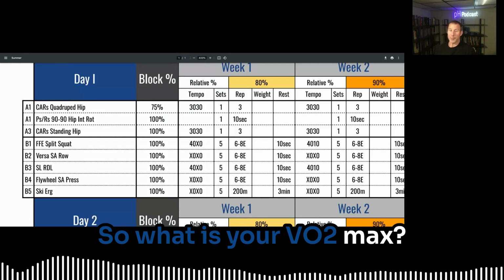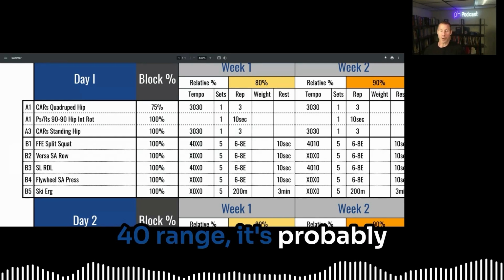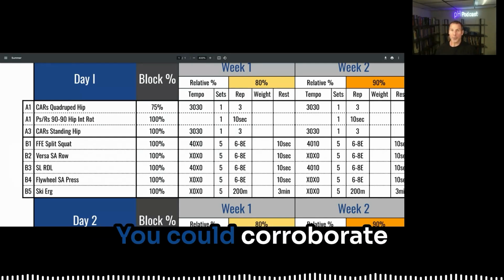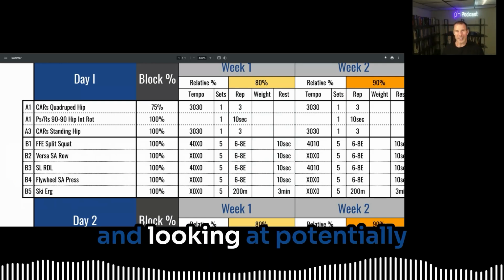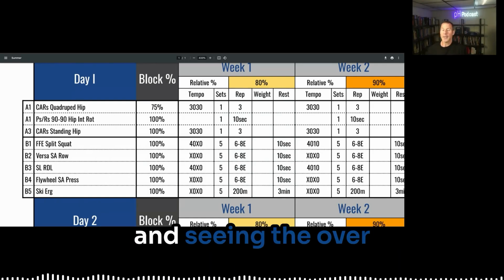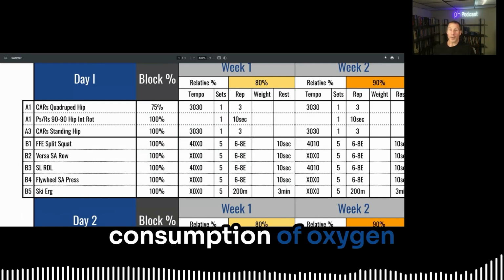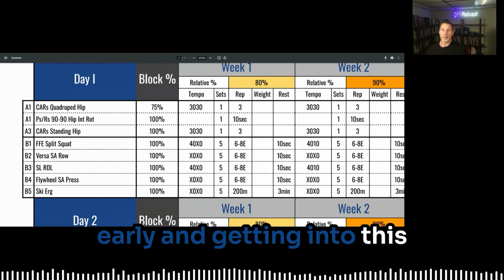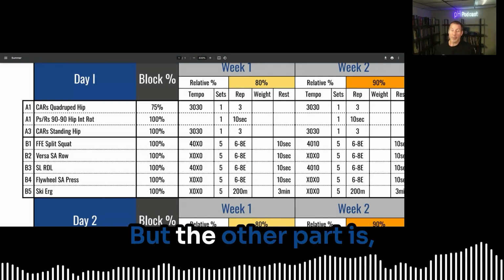One key would be looking at potentially your baseline aerobic fitness. So, what is your VO2 max? If it's in this like 30 to 40 range, it's probably going to be hit really early. You could corroborate that with potentially NIRS and looking at your NO production and seeing the overconsumption of oxygen early and getting into this lactate threshold quicker. But the other part is that's kind of the point.